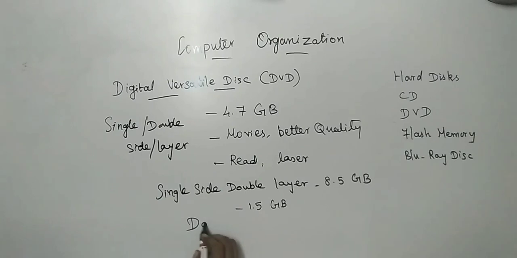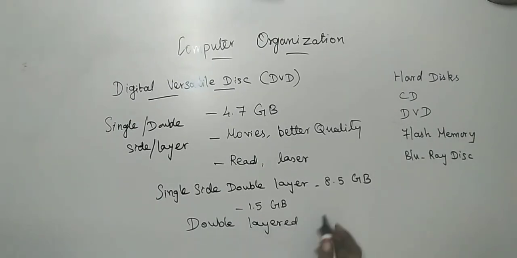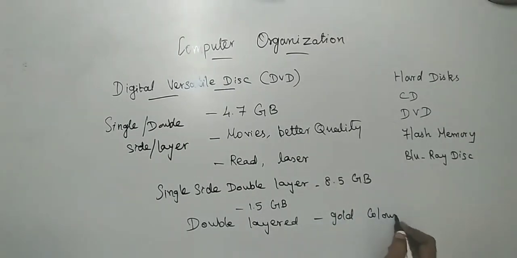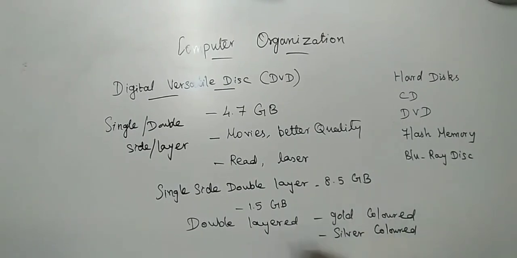Double layered is gold colored, while the single layer are usually silver colored. The single layered are silver color for you. So by seeing visually itself, you can identify whether it is a single side or a double side or a single layer or a double layer.